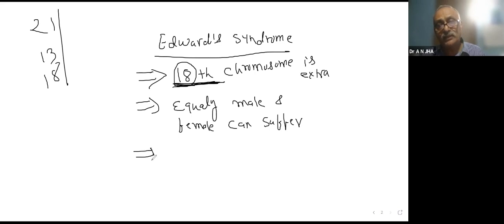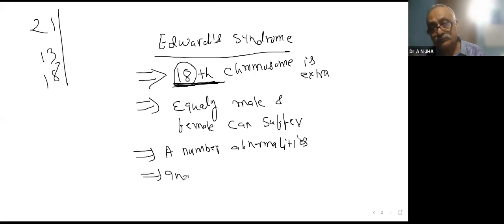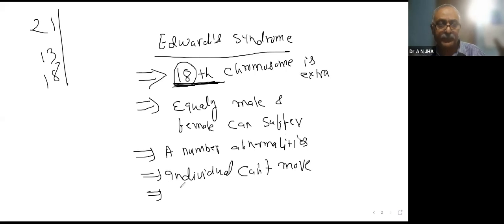So what happens again is a large number of abnormalities. The individual cannot move. They can't take food by themselves. It always needs medical care, and except for a few, it is very short-lived.